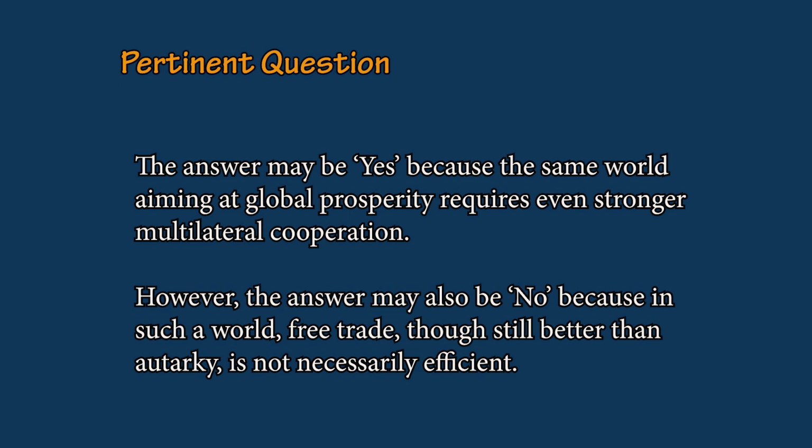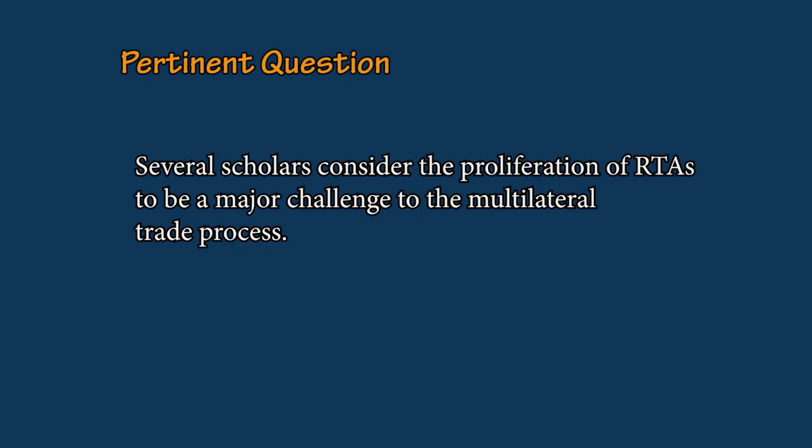Why yes? Because we need more multilateral trade to overcome the difficulty, that inequality in these different types of firms or institutions. And the answer may be no, because in such a world, free trade, though still better than autarky, when there is no trade, is not necessarily efficient in a situation where we observe market power for large firms and small bargaining power for smaller firms. Several scholars consider the proliferation of regional trade agreements to be the major challenge to the multilateral trade process.